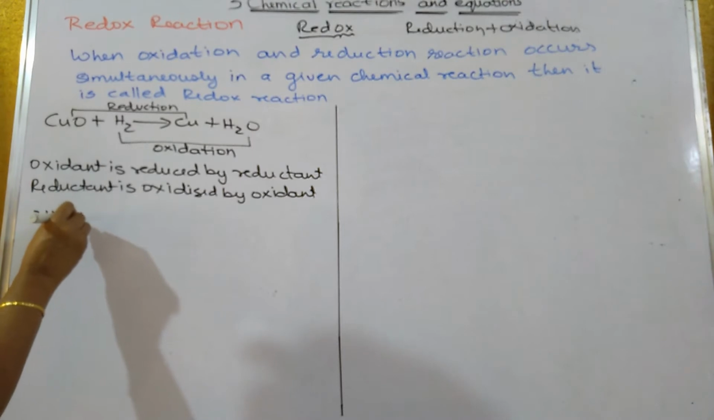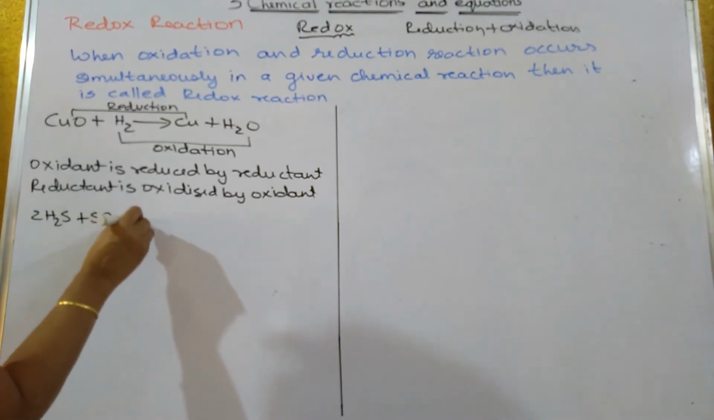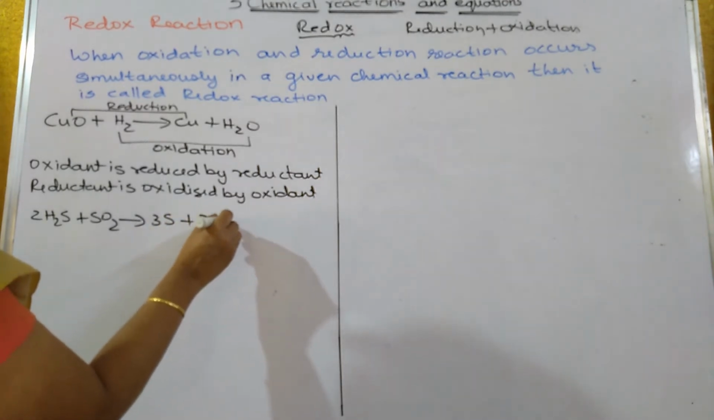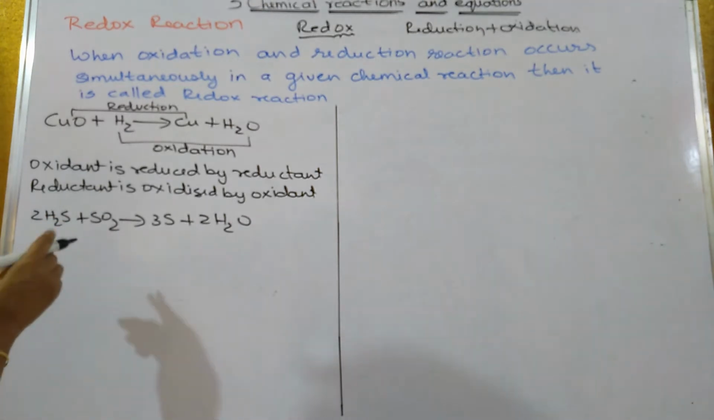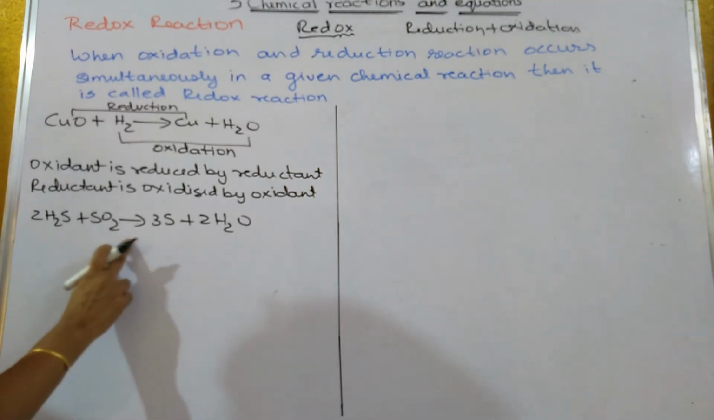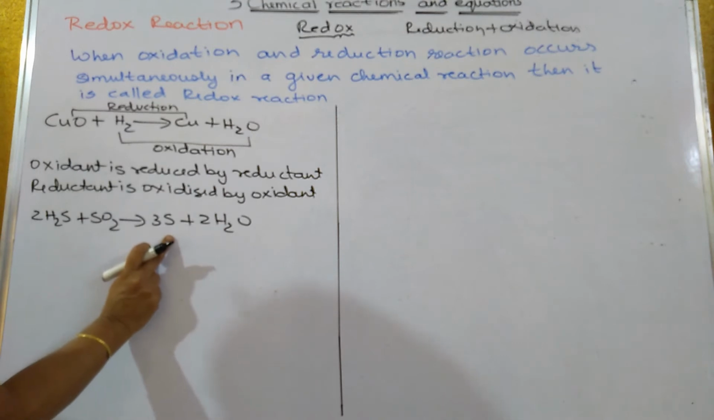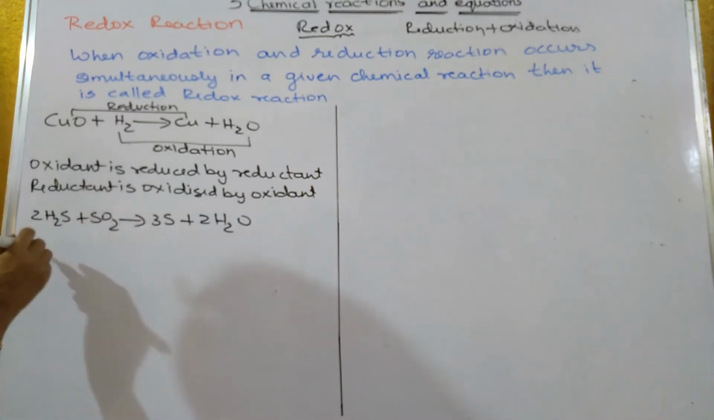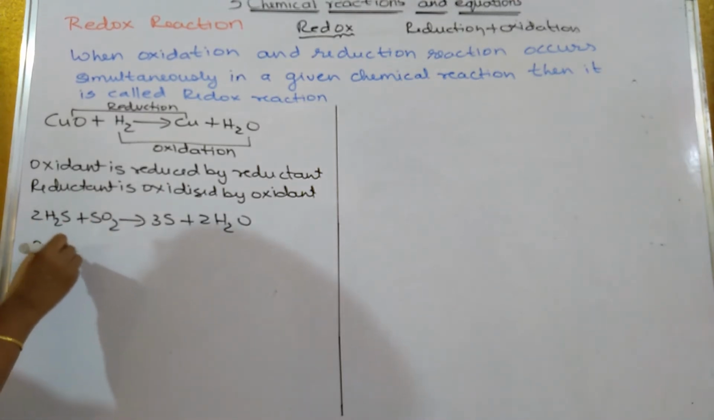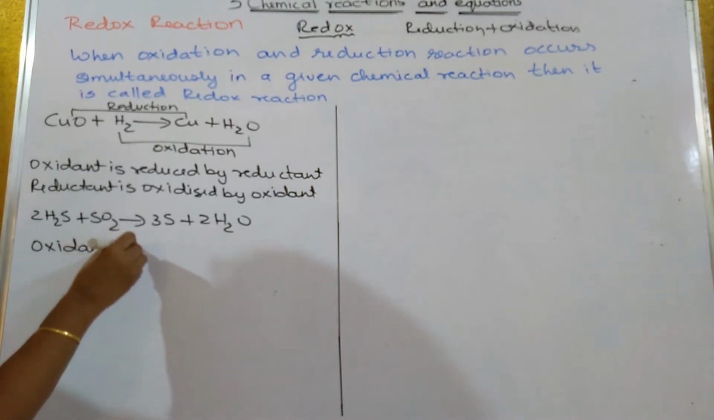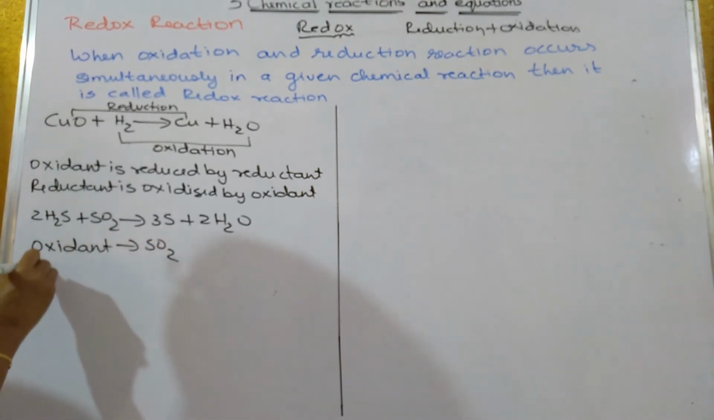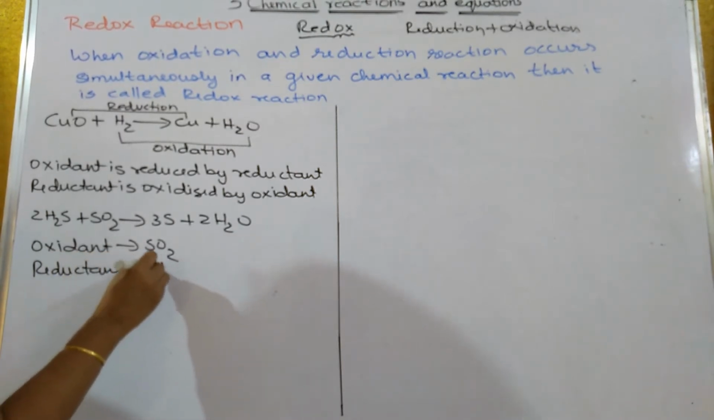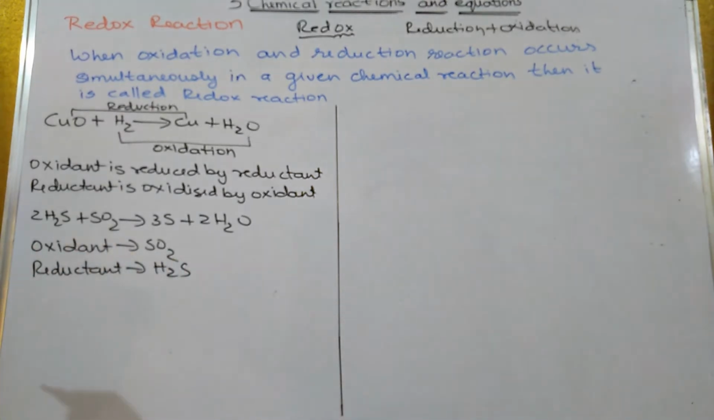2H2S plus SO2 gives 3S plus 2H2O. Now in this, what is the oxidant? Over here, SO2 loses oxygen to form S, therefore it is a reduction reaction, and H2S gains oxygen to form a water molecule, therefore it is an oxidation reaction. Over here, oxidant is what? Here the oxidant is SO2. And the reductant is H2S.